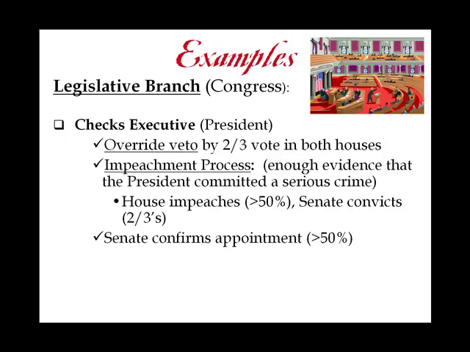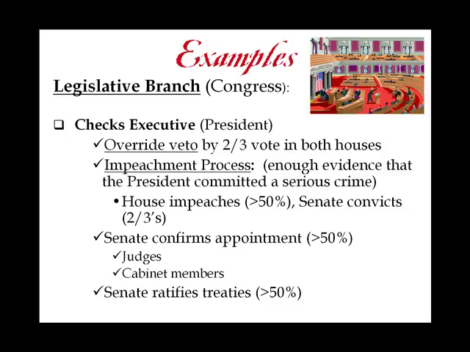Another check the legislative branch has over the executive branch is that of confirmation. The Senate must confirm, meaning approve, every appointment the president makes to the courts and to his cabinet. It takes a majority vote. Notice, only the Senate is involved in confirming appointments, not the House.